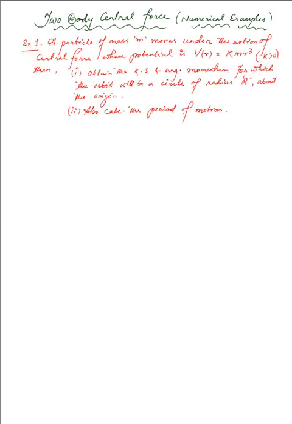In this video, we shall be discussing a few numerical examples to understand the topic that we discussed in classical mechanics, that is the two-body central force. To begin with, we have the first problem, which says a particle of mass m moves under the action of a central force whose potential is expressed as V(r), which is equal to kmr cube.